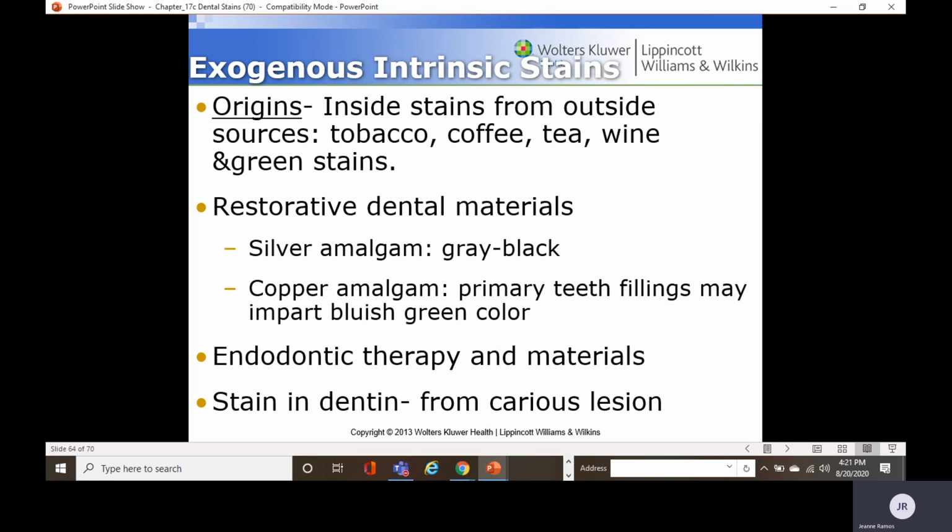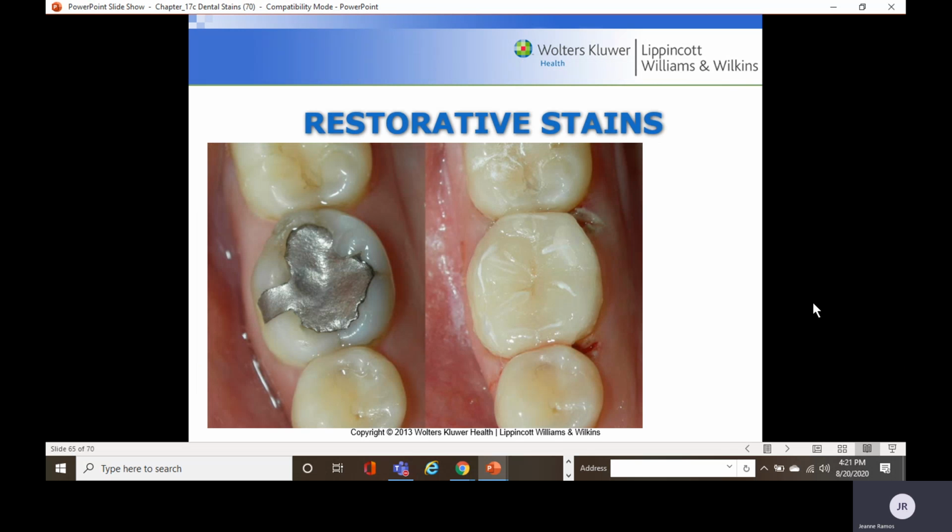Endodontic therapy. Endodontic, once again, for those who have not been in the dental industry: anytime odontic is teeth, endo is inside. So when you see endodontic, it means like a specialist who will do root canals. They go inside the tooth, and maybe they do a lot of root canals. The stain in the dentin can be from a carious lesion even. So these are restorative stains.